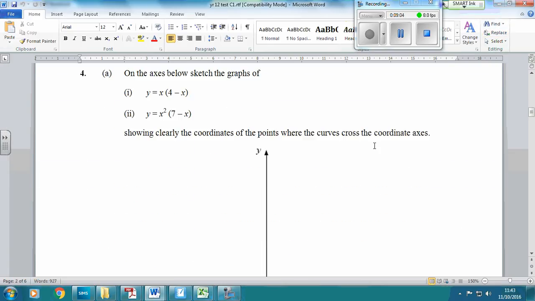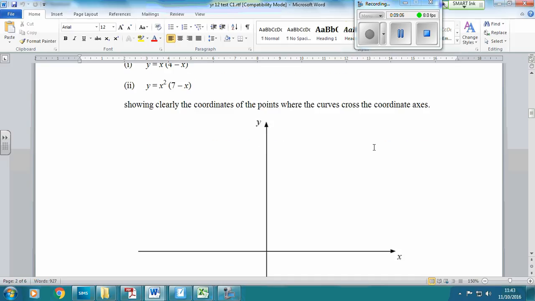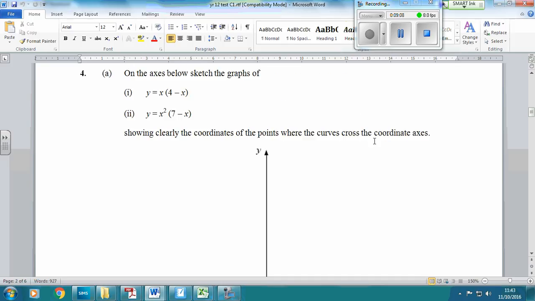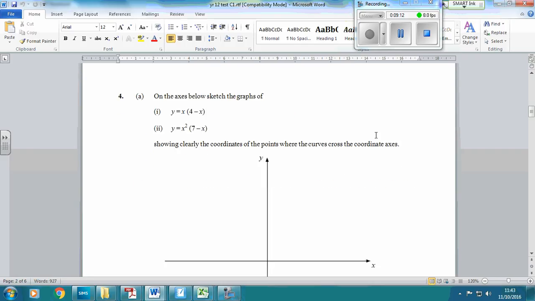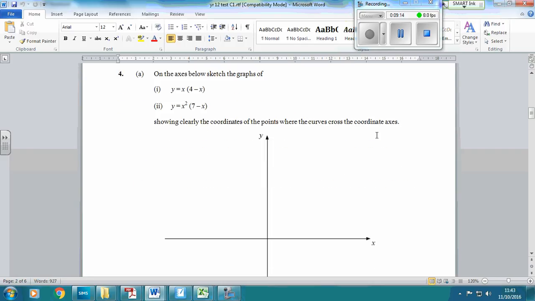So you've got to sketch on the axis below there. I'm going to zoom out a little bit. There you go. So if I'm going to sketch this, if I was to multiply that out, that would be y equals 4x minus x squared. So now we've got a negative x squared, we've got a negative quadratic, which means it looks like that.